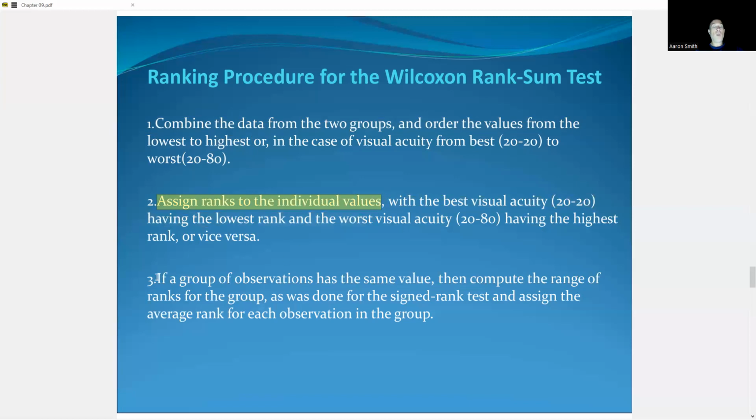So I assign ranks to the individual values. And I'm going to look at whether I have higher rank or lower rank in a particular group. If it looks like overall they get about the same rankings, then I conclude that they have equal central tendency. If a group of observations have the same value, then compute the range of ranks for that group, as was done for the signed rank test, and assign the average rank to each of the observations in the group.